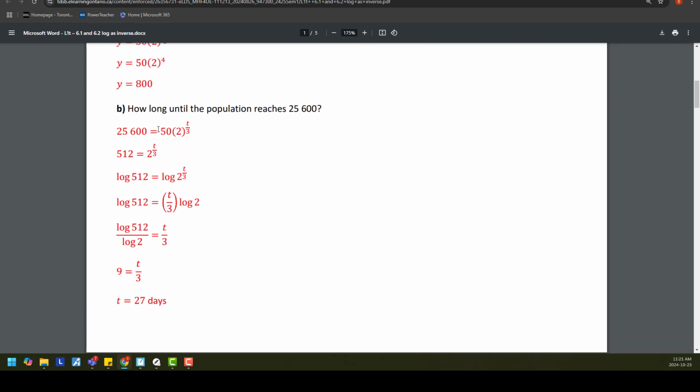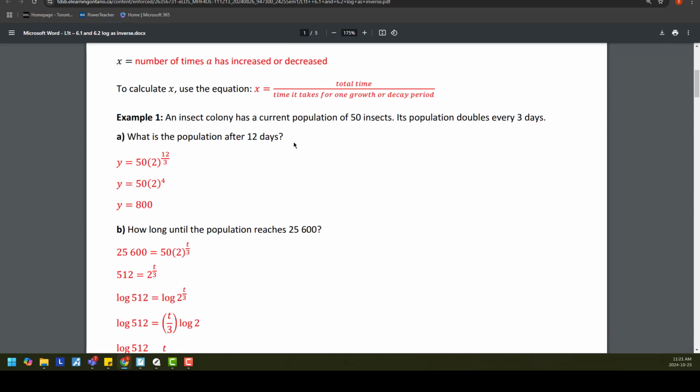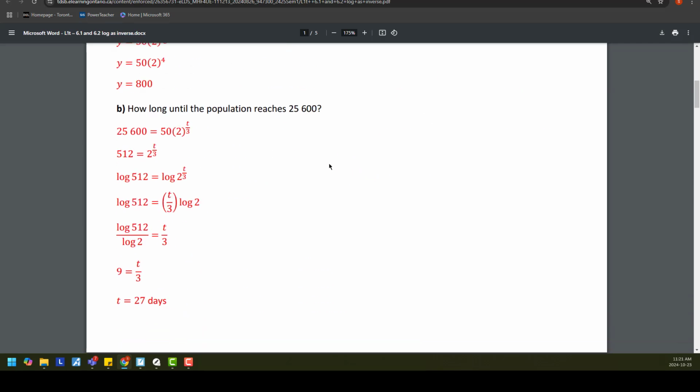And another question is, how long will it take for the population to reach 25,600? That is an example of your future amounts. So they're asking how long will it take, so they're looking for time. So substitute 25,600 into your y value, divide both sides by 50. You now have 512 is equal to 2 to the power of t over 3. And you take logs of both sides.